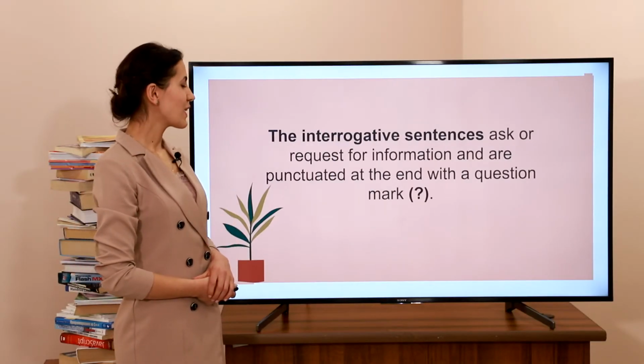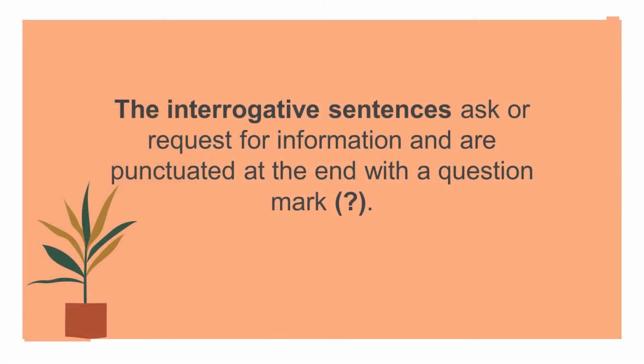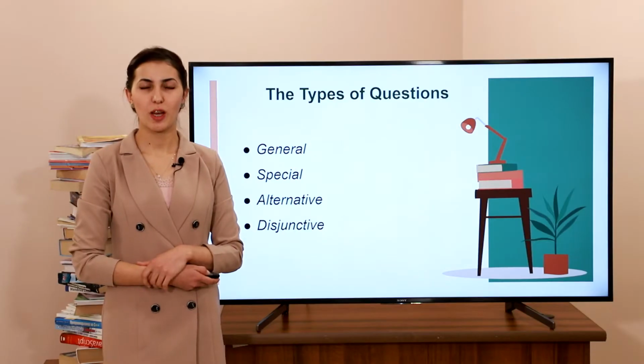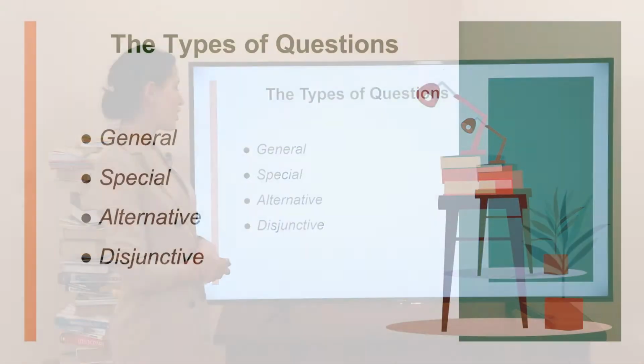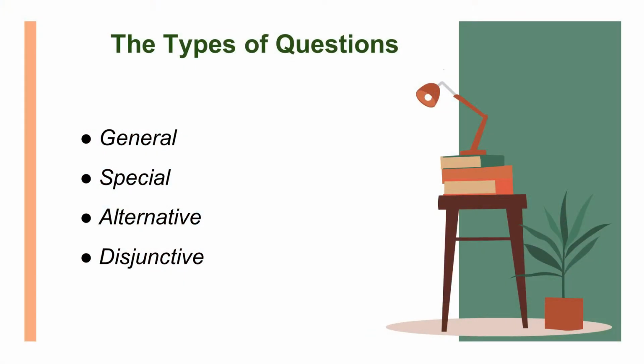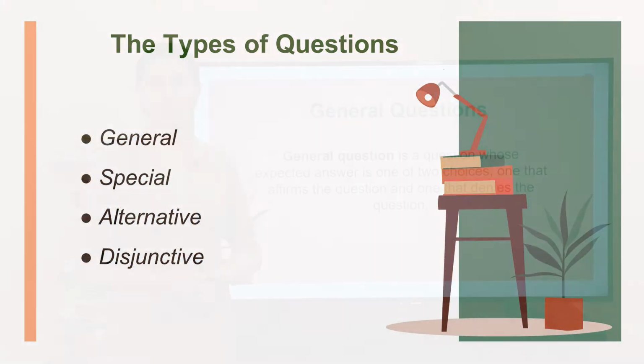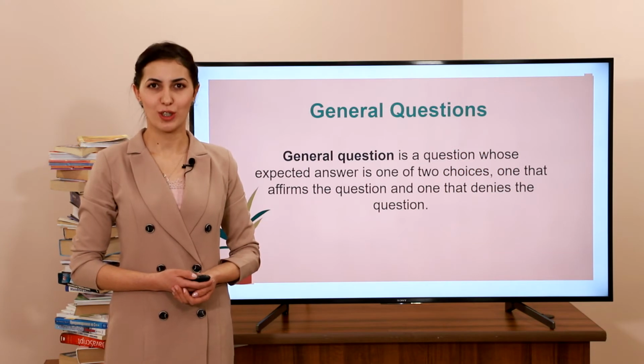The interrogative sentences ask for a request or information, and are punctuated at the end with a question mark. There are the following types of questions: general, special, alternative, and disjunctive. Now let's have a more detailed look at each type of question.